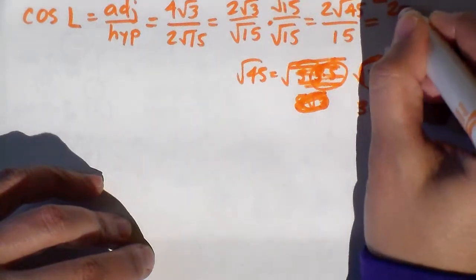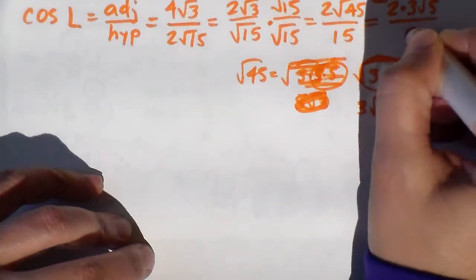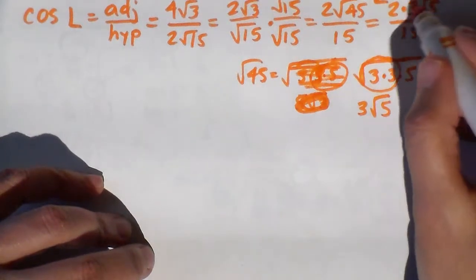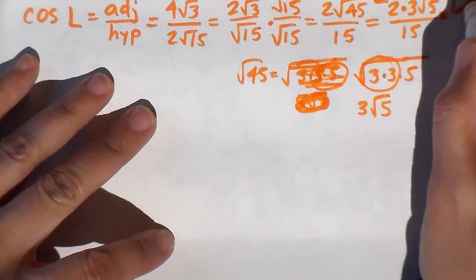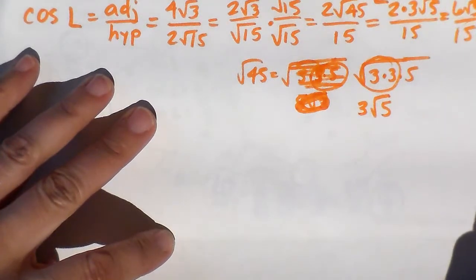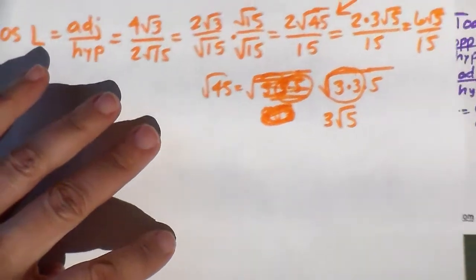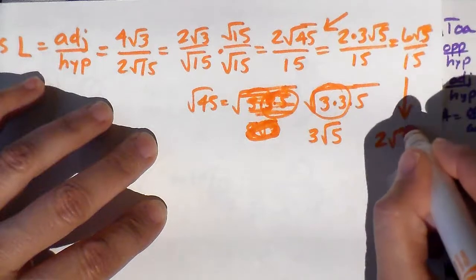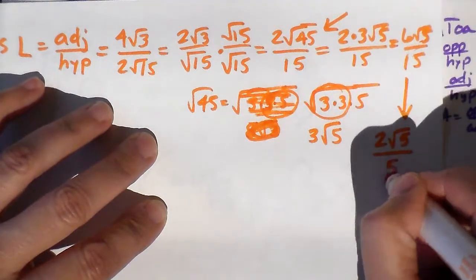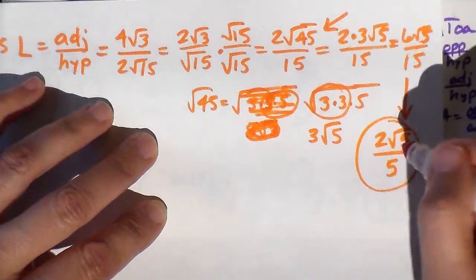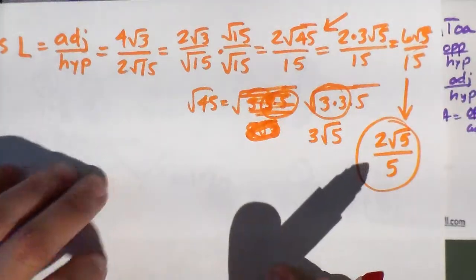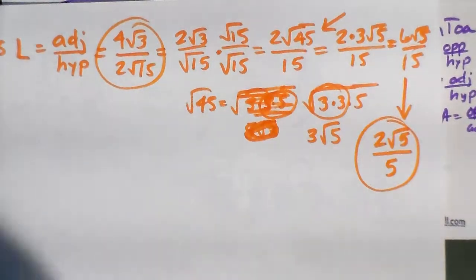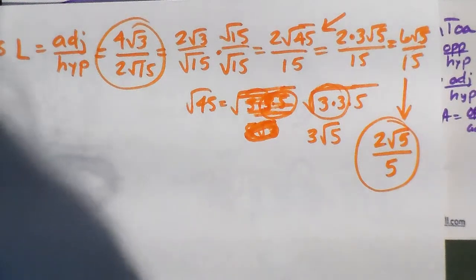So on top here, I have 2 times 3 square root of 5 over 15. Okay? 2 times 3 is 6, so I have 6 square root of 5 over 15. And then I can actually reduce that. 6 over 15 reduces to 2 over 5, because 3 goes into both of those. So that is your final answer for cosine of L. These are longer. I know these are harder, but again, if you can at least get me to that point, I'll give you partial credit. But we have to rationalize the denominator and reduce.